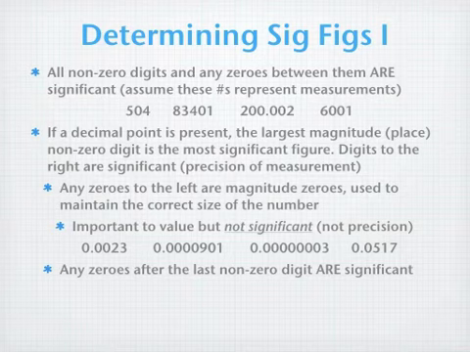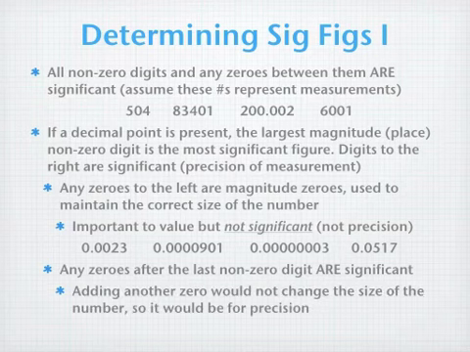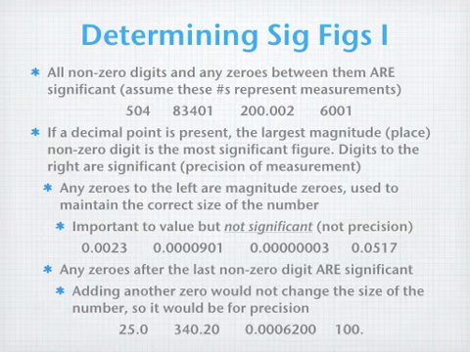If you have zeros after the last non-zero digit and you have that decimal point present, then those zeros are going to be significant. They are going to be measurement zeros. One of the ways you can think about it is that if you were to add another 0 after that 0, it would not change the size of the number. So there's a reason why that 0 is there. It's made to show what the precision of the measurement was.